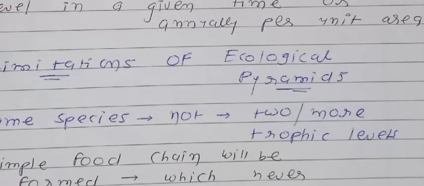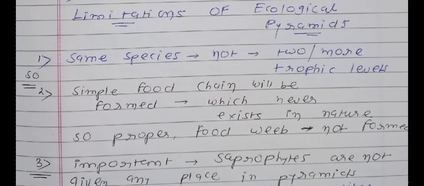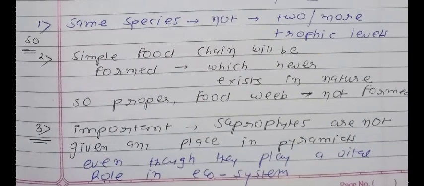So you will remember 3 limitations of ecological pyramids. First one, the same species are not included into 2 or more than 2 trophic levels. So a simple food chain will be formed which never exists in nature. So a proper food web is not going to be formed. And important to note that saprophytes, means decomposers, are not given any place in the ecological pyramids, even though they play a significant role in the ecosystem.